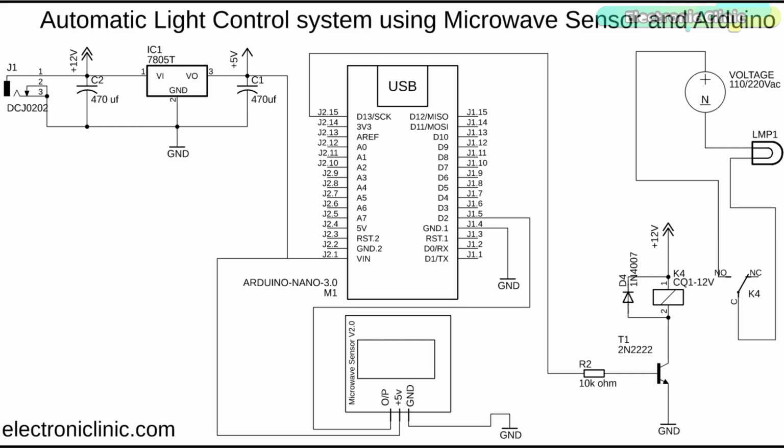You can see the neutral wire is directly connected with the bulb while the hot wire is connected with the bulb through this relay. Now let's take a look at the programming.